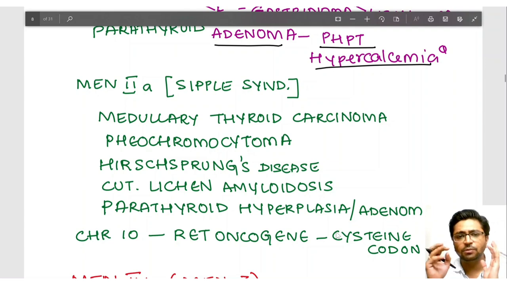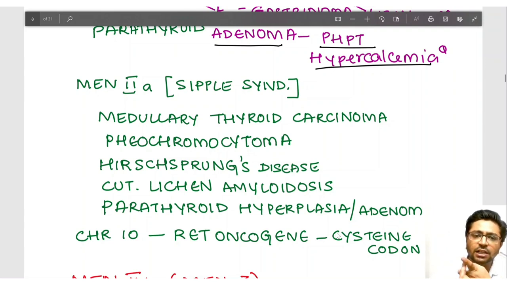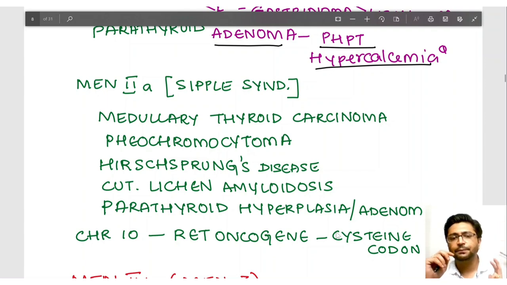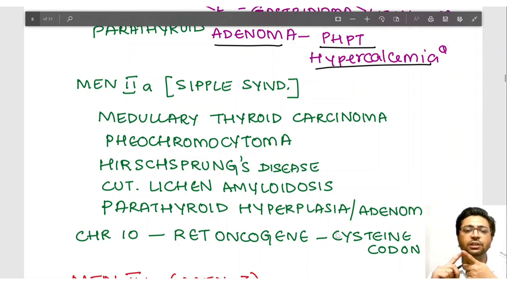So in Sipple syndrome, we are going to have medullary thyroid carcinoma and pheochromocytoma. So medullary carcinoma of thyroid and pheochromocytoma are common between 2A and 2B. Okay, remember this. So what distinguishes between 2A and 2B? In 2A, we're going to have Hirschsprung's disease, cutaneous lichen amyloidosis, and parathyroid hyperplasia and adenoma. So parathyroid adenoma is seen in 2A and not in cases of 2B. Remember this, there is associated Hirschsprung's disease and cutaneous lichen amyloidosis in MEN2A.